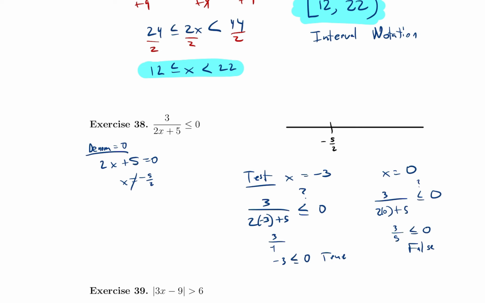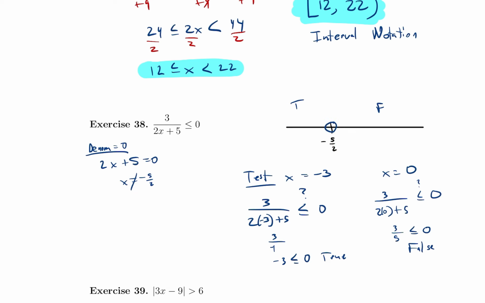So the right side is not part of the solution set. This side is part of the solution set. So I'll just put a little T for emphasis and a false for emphasis. And we know that negative 5 halves cannot be a solution, so this has to be an open circle, because if you put a closed circle, that means that negative 5 halves is a solution, which it's not, as you can see over here.